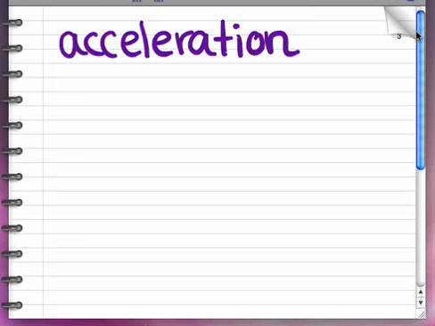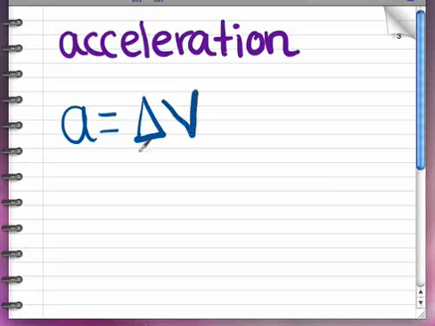Now I want to talk about acceleration. Acceleration tells you how quickly velocity changes. Acceleration is calculated by finding the change in velocity. The triangle, or the Greek letter delta, is used to represent change. So change in velocity divided by the time.